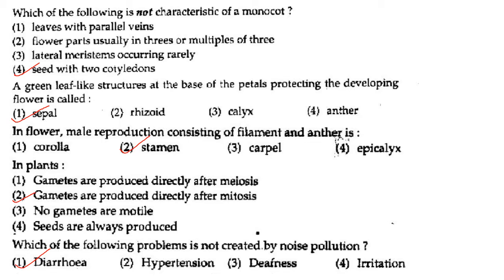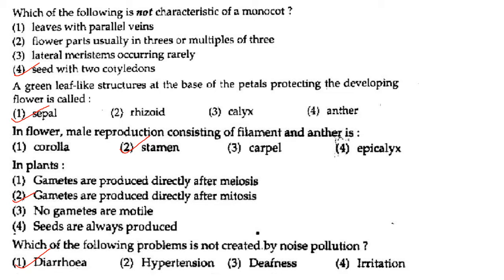Next one. Which of the following is not characteristic of a monocot? Option 1, leaves with parallel veins. Option 2, flower parts usually in threes or multiples of 3. Option 3, lateral meristems occurring rarely. Option 4, seeds with cotyledons. Answer is seeds with 2 cotyledons.